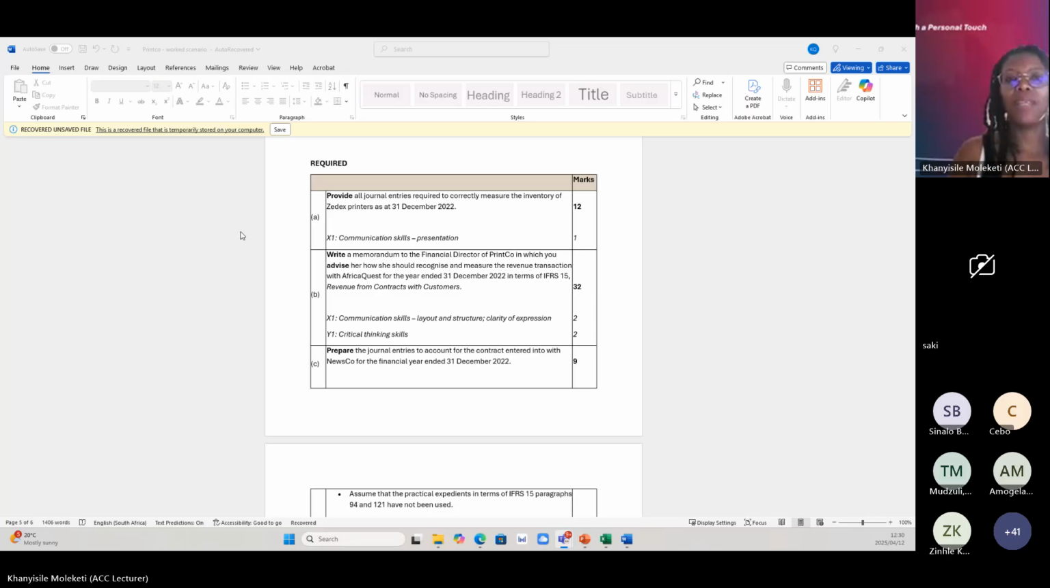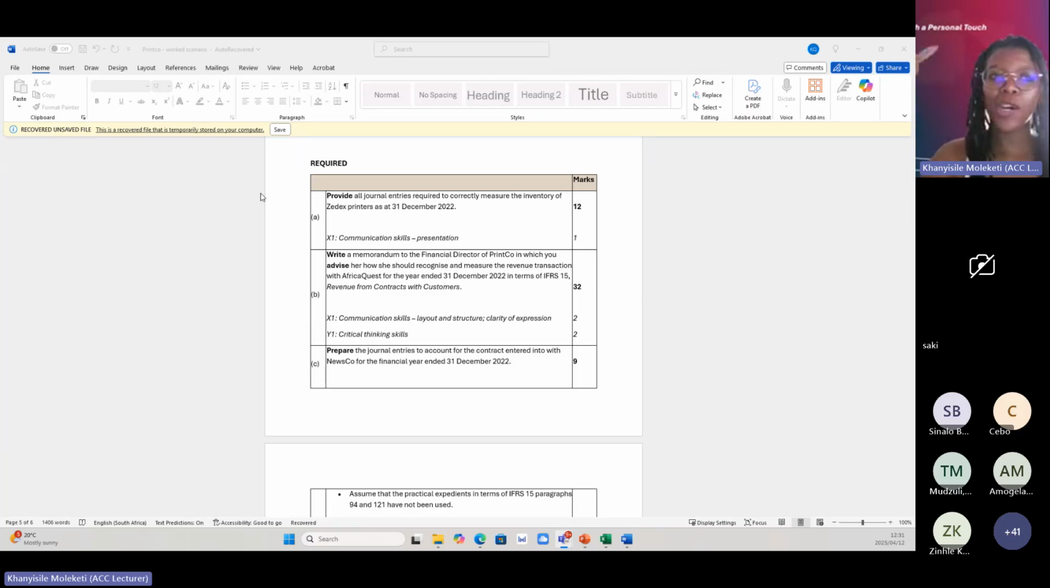So our question is Printco. You'd have read Printco as an entity that is in the industry of providing printers and stuff. So always read, in my view, the actual scenario so you've got a view of what we're talking about. But then read the required so you can understand what is being asked of you. What are you being asked to do, right? And when I say read the required, don't just read to move. Read and dissect to ensure that you understand, are there multiple parts to it?